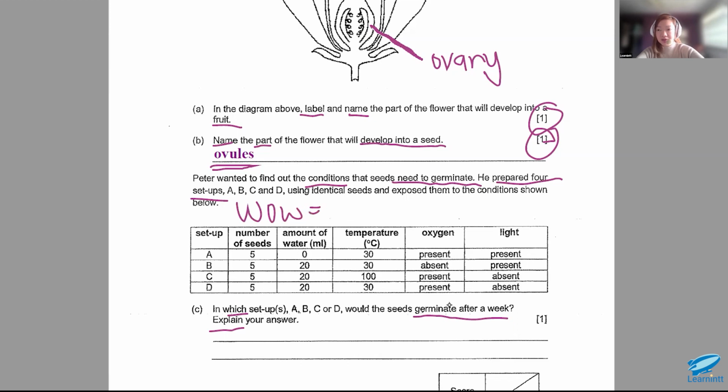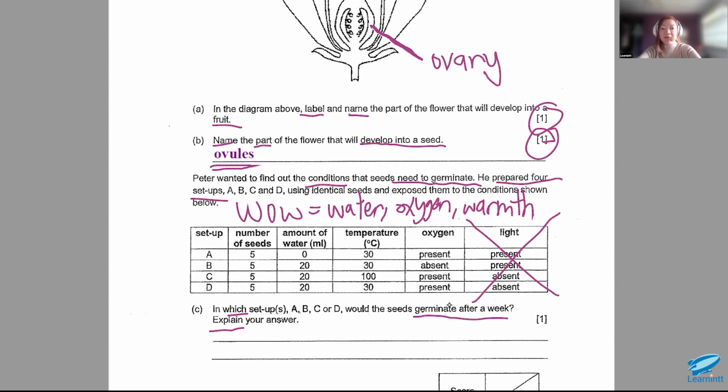WOW. What does it mean? Water, oxygen, and warmth. Now look back at the table below. Do we need light to be present? During germination, nope. So we're going to cross this out. We don't even need to look at it. Now, let's look at it one by one to decide which setup will have seeds germinating.